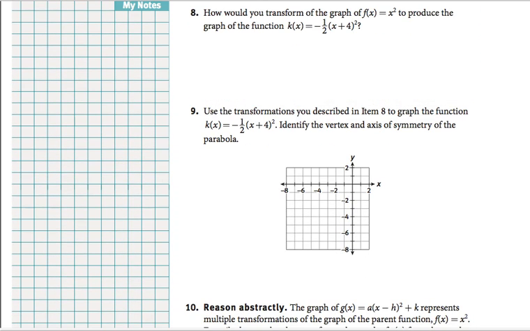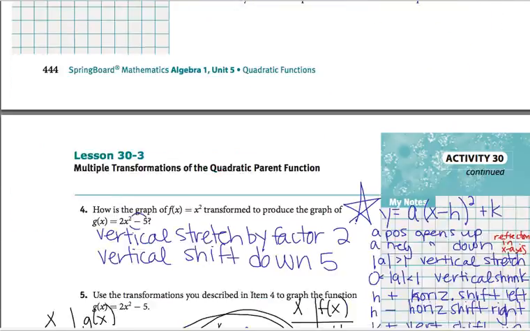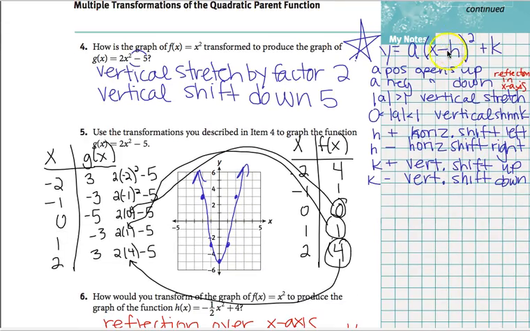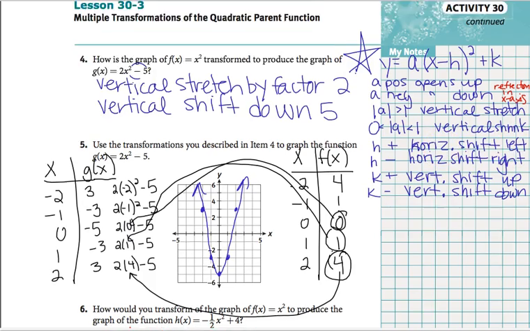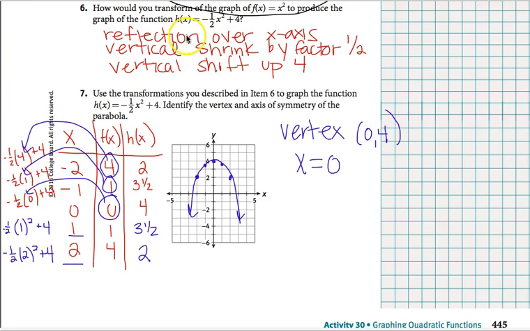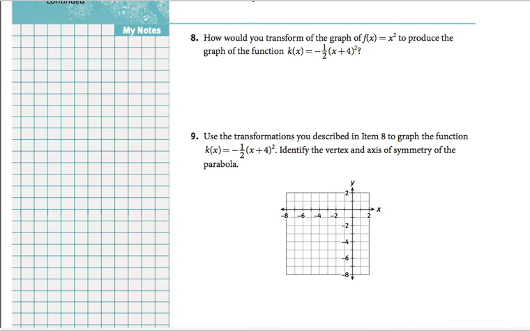All right, number 8, how would you transform the graph of the parent to produce this graph? So notice a lot of it's the same. It's got the negative 1/2 again, but this time the plus 4 is inside the parentheses. So inside the parentheses, that means that's an h value. It's a plus in there, so that means h plus values are horizontal shifts left. So the rest of it's going to be the same as what we just did here. We've got a reflection, we've got a vertical shrink, but now we've got a horizontal shift to the left. So we can basically copy what we did in the previous problem.